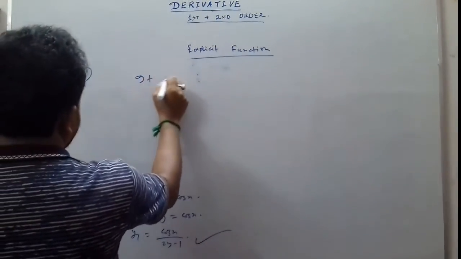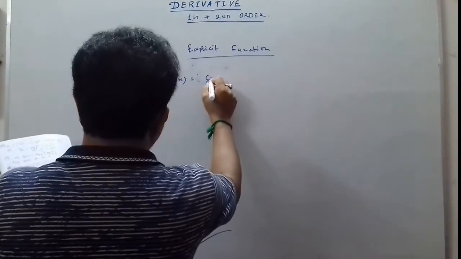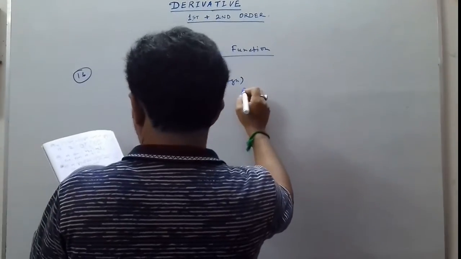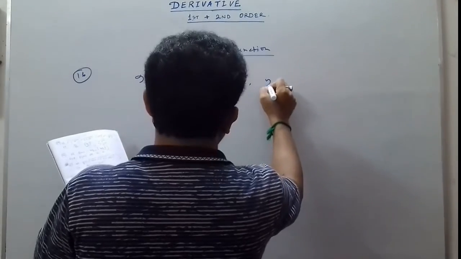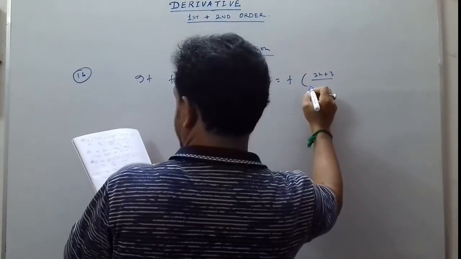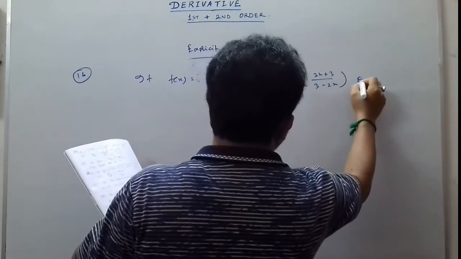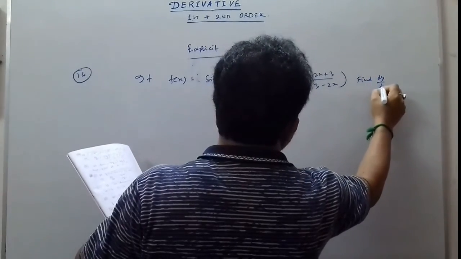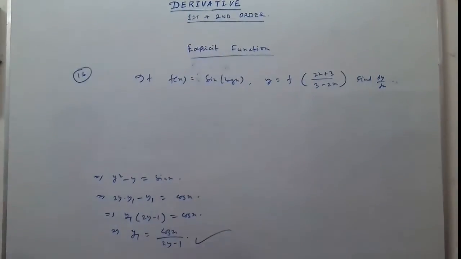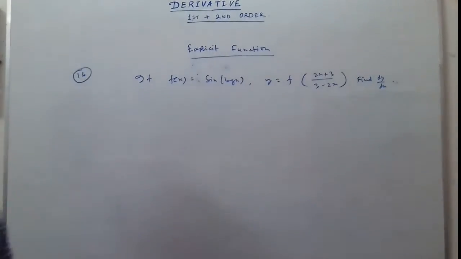Problem number 16. If f(x) is equal to sine of log x, base obviously e, and y is equal to f of (2x plus 3) divided by (3 minus 2x), find dy by dx. What is the derivative of y with respect to x?